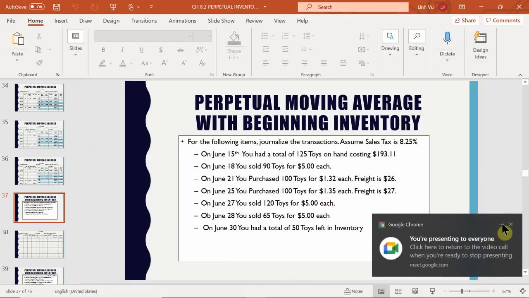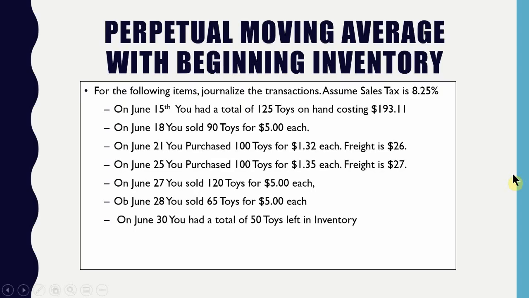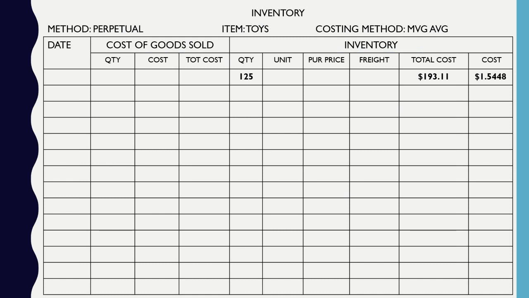So then, what happens if I have beginning inventory? Well, that's pretty straightforward. We're going to carry our batch of inventory, 125 units, for the total cost of $193.11, which is the average cost of $1.5448. We don't care what came first. We don't care what came last. We care about just carrying everything over as a bundle.